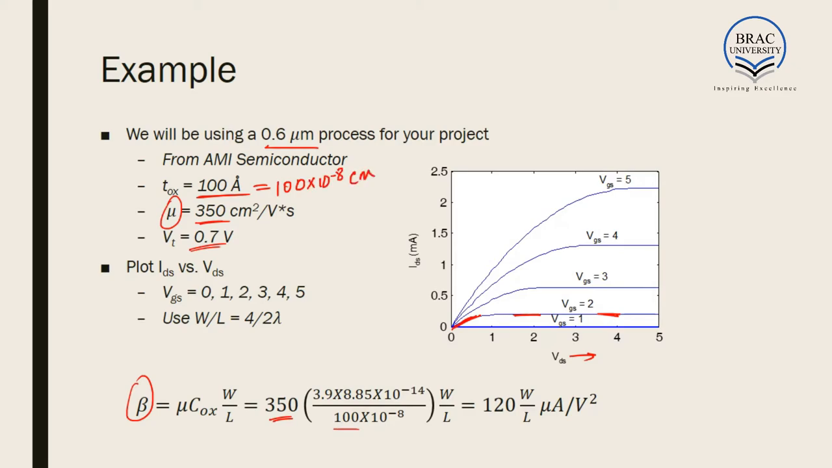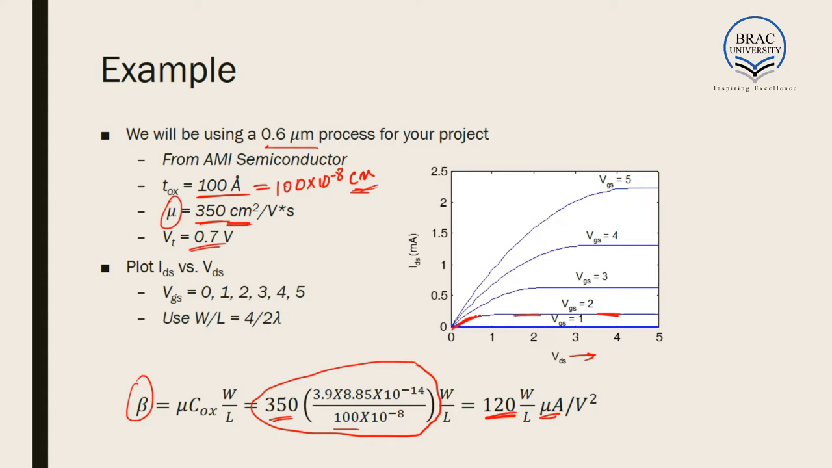We have to always consider the units that we are taking into account. This is in centimeter, this is in centimeter. If you are calculating in centimeters, everything has to be in centimeter. If you are calculating in meters, everything has to be in meter. So these units are really important. So we get 120 here. The result of this operation is actually 120 into 10 to the power minus 6. So we write it as 120 W by L micrometer per volt square. Micrometer, because 10 to the power minus 6, we have considered it as a micrometer.